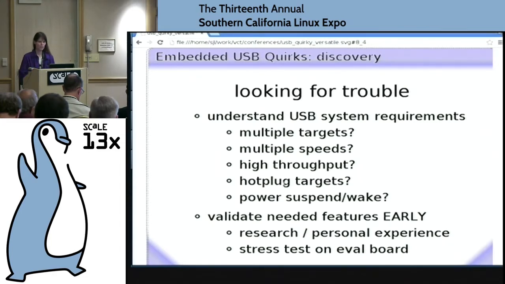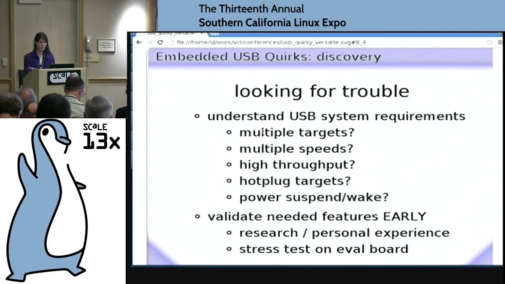Now, lacking those things, say you're using a newer platform, more bleeding edge, that hasn't existed for a long time, then you're really going to need to focus on the stress testing. Get your hands on an eval board as soon as you possibly can. Do not wait until your hardware engineer has an early spin of your custom board. Use the eval board that they were using for a reference design for their hardware spin.